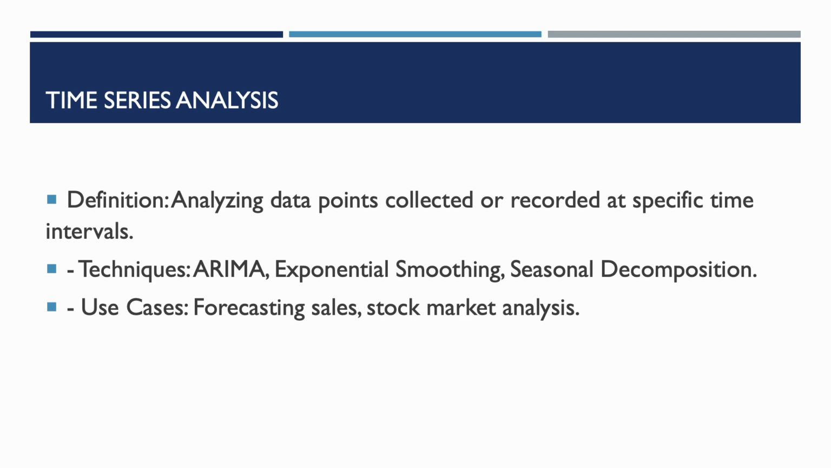Next, we have exponential smoothing. This technique is used to smooth out data by giving more weight to recent observations, making it particularly useful for short-term forecasting. Next, we have seasonal decomposition. This method helps break down a time series into its trend, seasonal, and residual components, allowing analysts to understand recurring patterns and long-term trends.